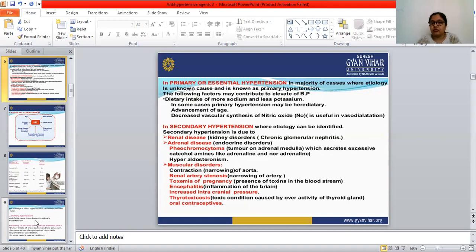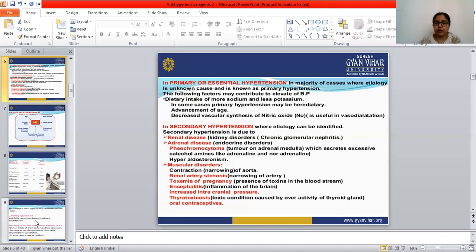Pheochromocytoma, that is a tumor on the adrenal medulla which secretes excessive catecholamines like adrenaline and noradrenaline. In this case again, secondary hypertension may occur. Muscular disease, coarctation of the aorta, that is narrowing of the aorta, and renal artery stenosis, meaning narrowing of the arteries. Toxemia of pregnancy, presence of toxin in the bloodstream.